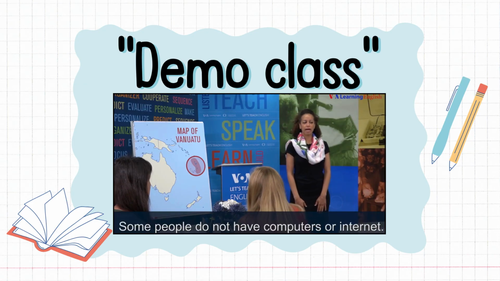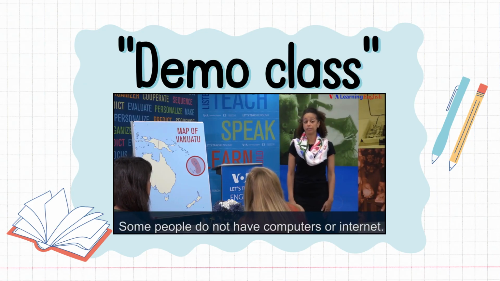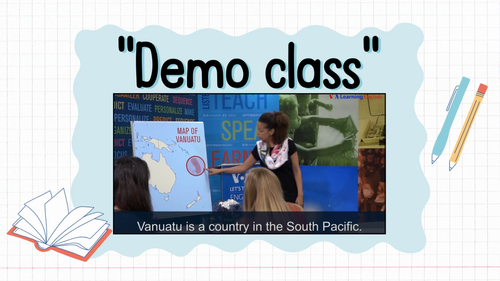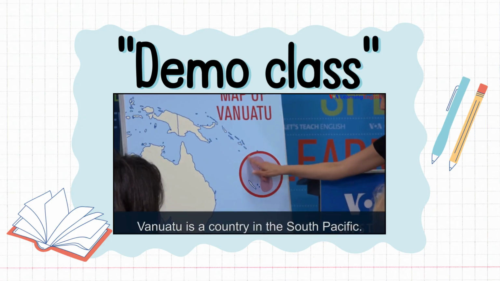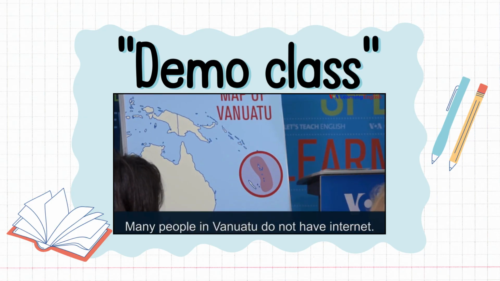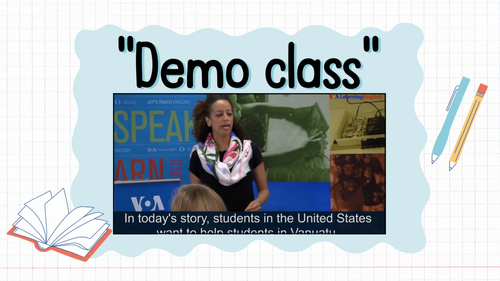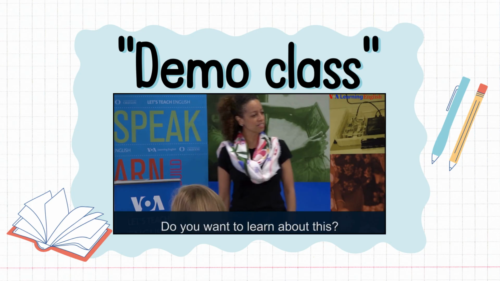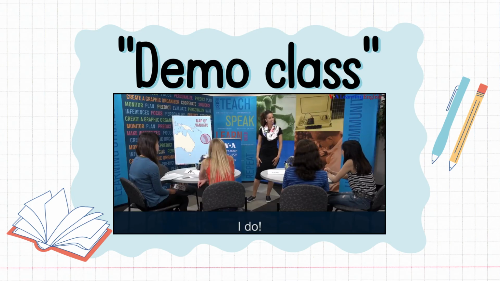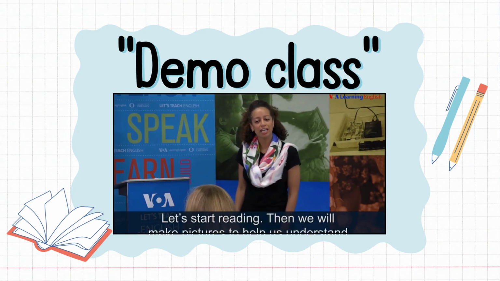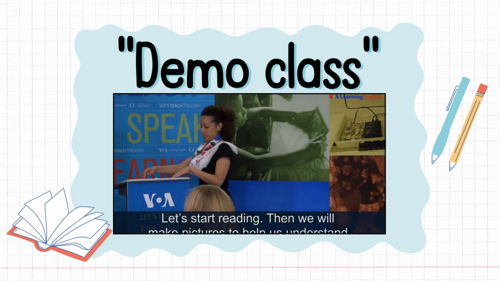Some people do not have computers or internet. Vanuatu is a country in the South Pacific. Many people in Vanuatu do not have internet. In today's story, students in the United States want to help students in Vanuatu. Do you want to learn about this? I do. Let's start reading, then we will make pictures to help us understand.